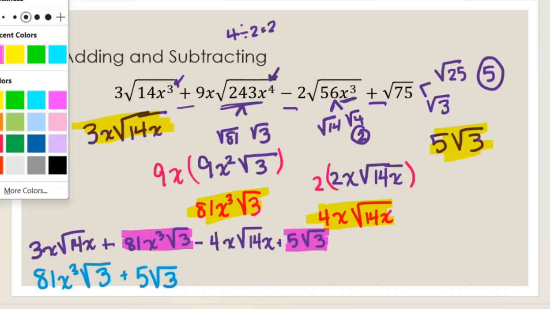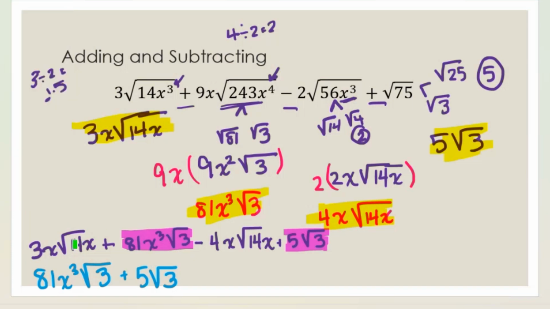And then my focus is going to be on these other two. And you can see they both have the square root of 14x. And they both have an x outside. One has a 3x, one has a 4x. So those are truly like terms. I can combine those. 3x minus 4x is negative 1x. You could write negative 1 if you want, or you could just write minus, and we bring the square root of 14x along.